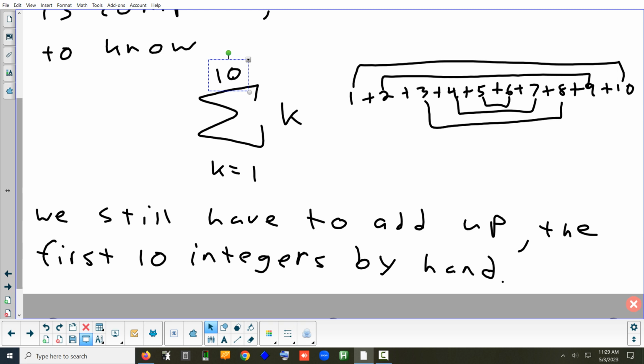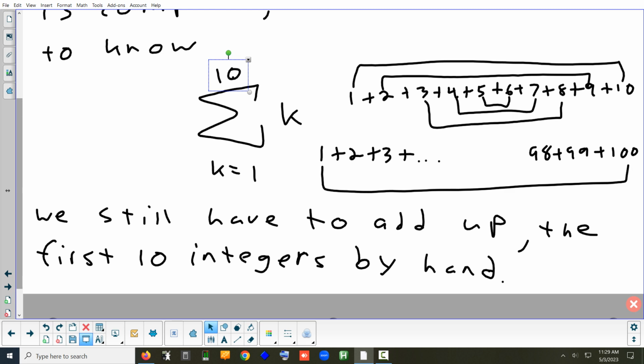So now you could apply that idea if you had 1 plus 2 plus 3, and then this would be 100, 99, 98. 1 plus 100 is how much? 101. And then 2 and 99? 101. So it's just a matter of figuring out how many pairs of 101s you would have, depending on whatever your start and stop is. And that's a clever way to figure it out.